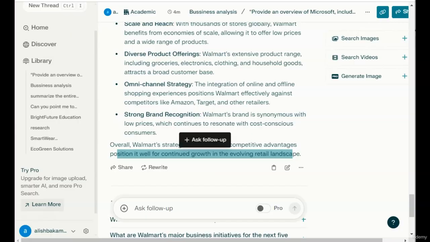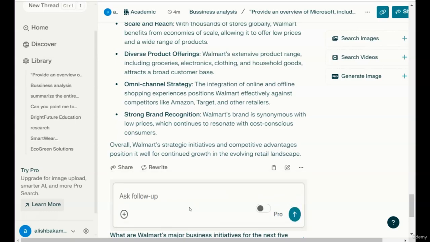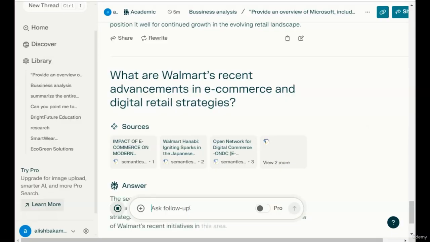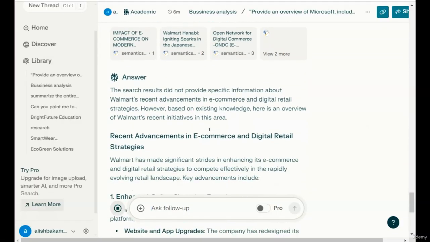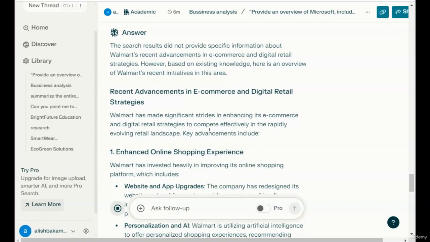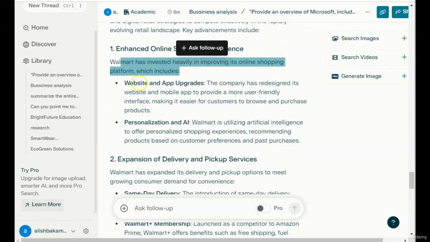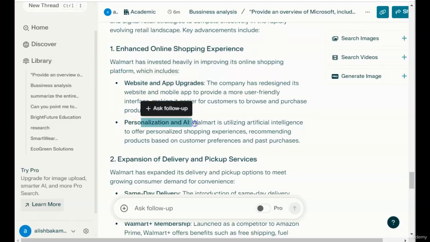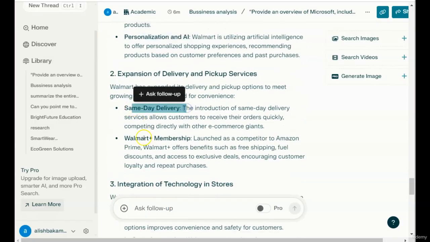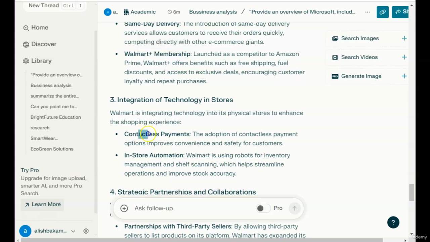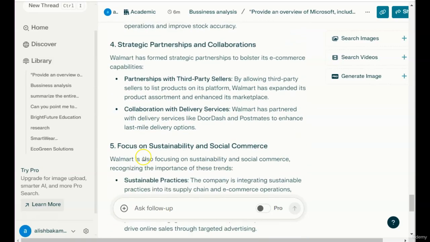So if you're interested in Walmart's digital transformation, you could ask, what are Walmart's recent advancements in e-commerce and digital retail strategies? And Perplexity AI provides information on Walmart's e-commerce initiatives, digital tools, and strategies for enhancing online shopping experience. So it says Walmart has invested heavily in improving its online shopping platform, which includes website and app, and personalization and AI. And then same-day delivery and Walmart+ membership. Their contactless payments and in-store automation and so on.